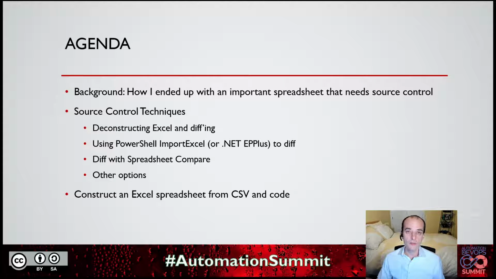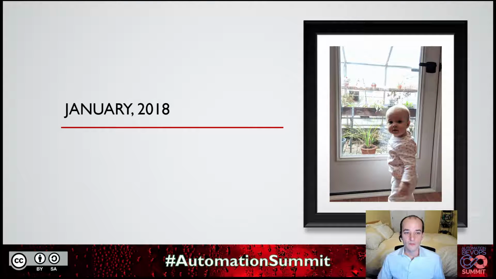So to achieve these learning objectives, this is our agenda. We're going to get into how I landed on having an important spreadsheet that needs source control. We're going to cover a few different source control techniques today. And then we're going to actually construct an Excel spreadsheet from a combination of CSV and code. So with that, let's get into it.